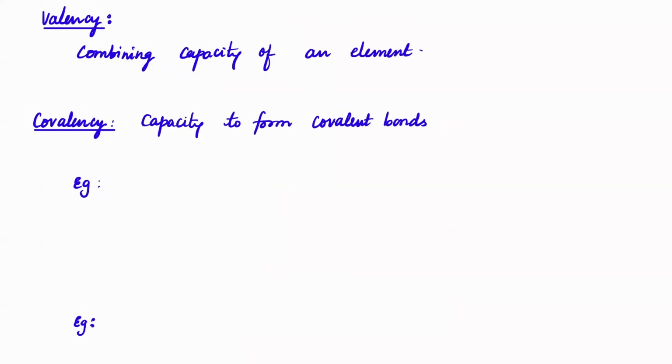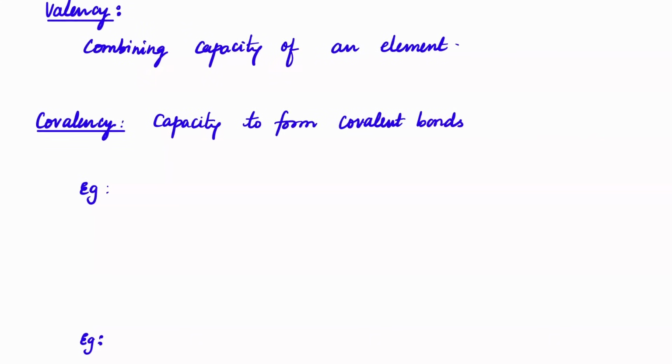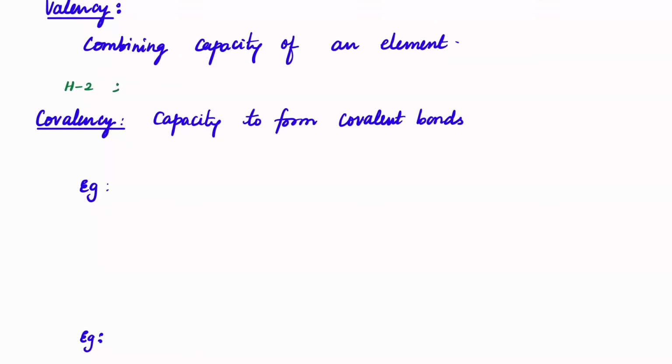Now, let's go ahead and understand these two terms. What is valency and what is covalency? The combining capacity of any element is called the valency. For example, if it comes to hydrogen, the combining capacity of hydrogen is 2 electrons. So, valency for hydrogen is 2. Okay, clear? So, the combining capacity of carbon: carbon can stretch up to how many bonds? 4 bonds, right? So, the number of bonds that carbon can form, that is called the valency.